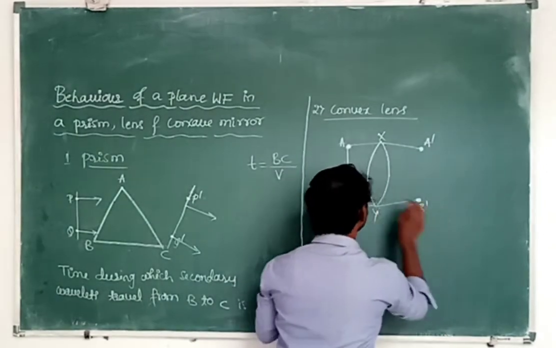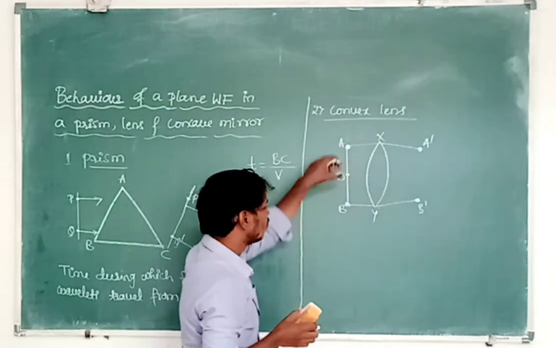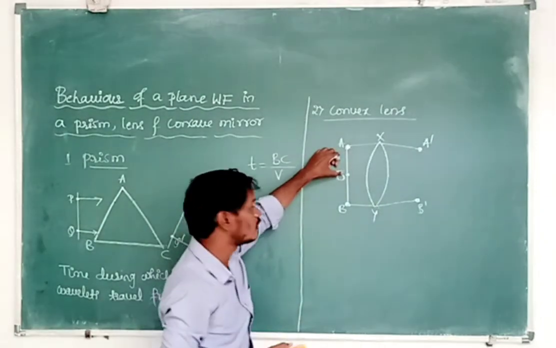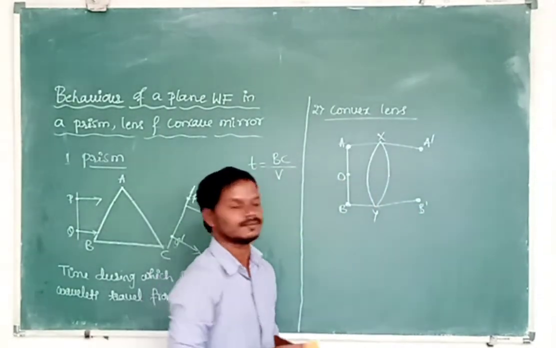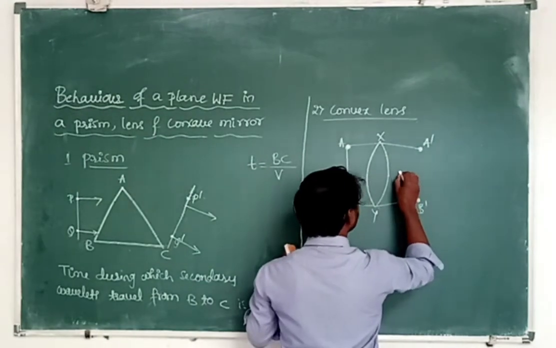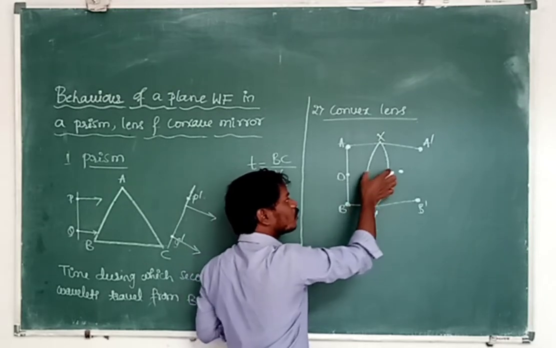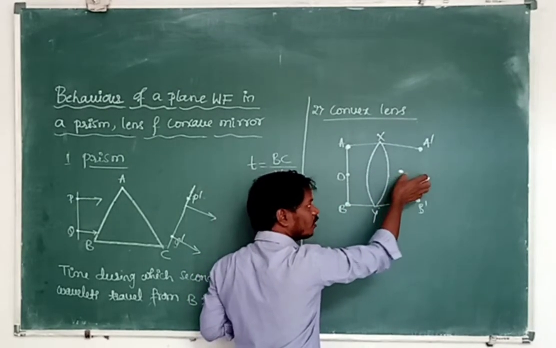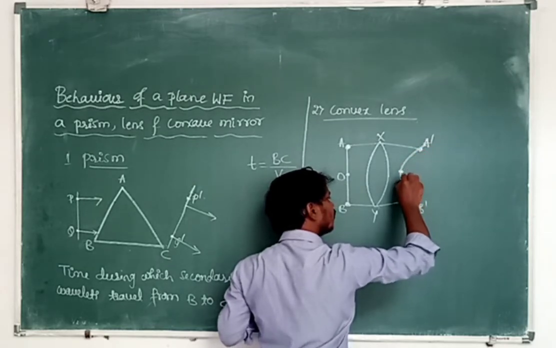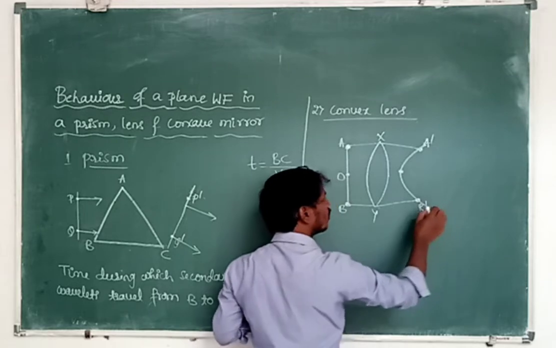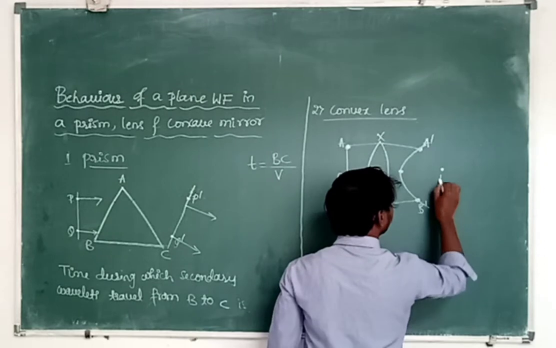But O travels the thicker portion of the lens, so it gets delayed. So the secondary wavelet at O travels the thick portion of the lens and is delayed. Now we join these points. We get a wavefront, but it is a converging spherical wavefront, because the principal focus is on this side.